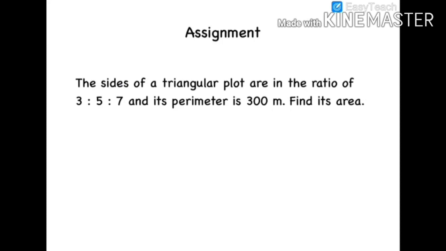With this, we come to the end of this video lesson. Your assignment for today is this example question from the textbook, which is similar to the question we have done in today's video lesson.